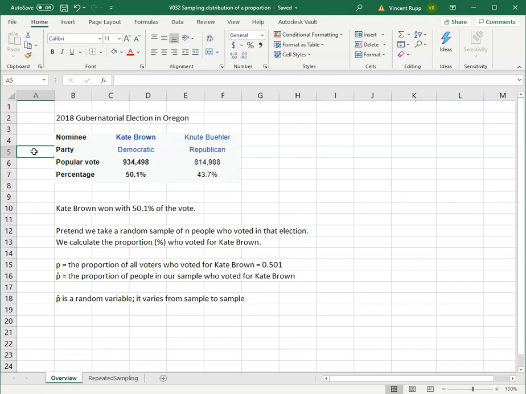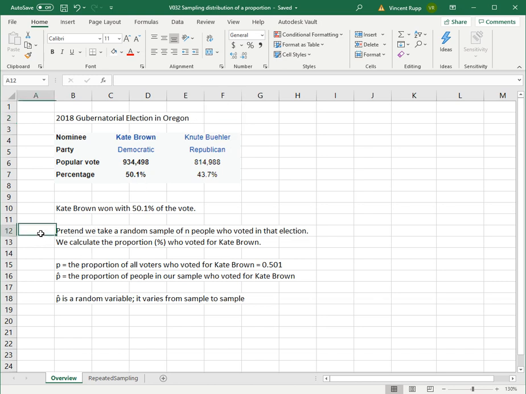Let's look at the sampling distribution of a proportion. And let's take this example of the 2018 gubernatorial election in Oregon. Gubernatorial, of course, is a fancy word for the governor's election. The two nominees from the two major parties, there were many nominees, but Kate Brown was the Democratic nominee for governor and Newt Bueller was the Republican nominee. And when all the votes were counted, Kate Brown ended up winning with 50.1% of the vote.